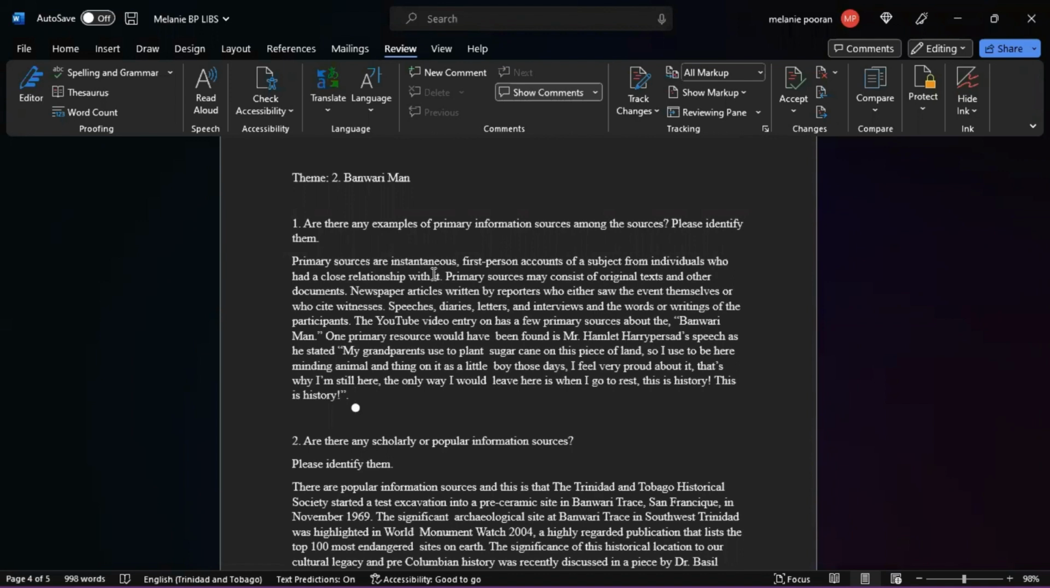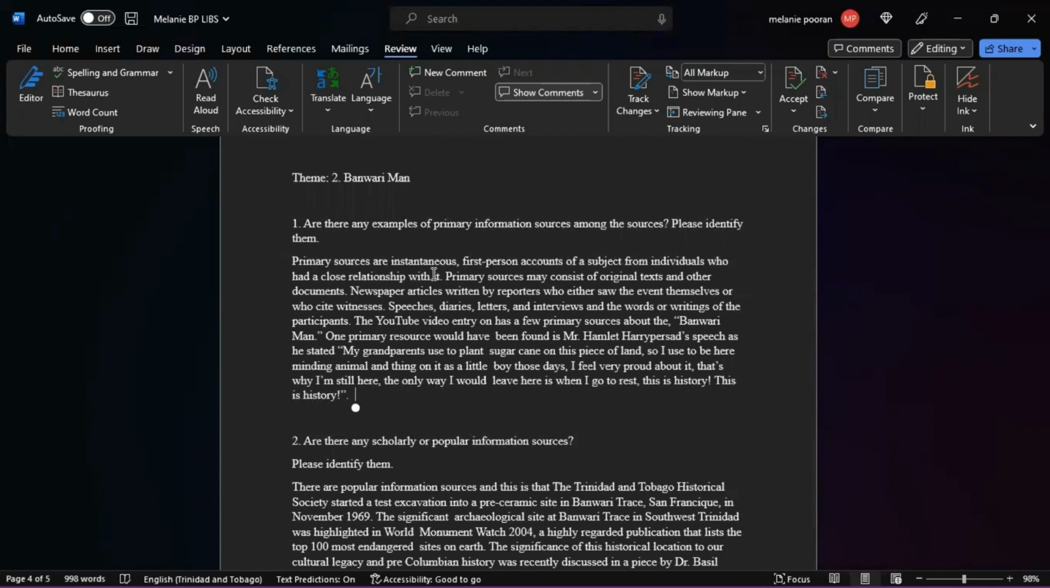Jermaine, are there any examples of primary information sources among the sources? If so, can you please identify them? Primary sources are instantaneous, first-person accounts of a subject from individuals who had a close-up relationship with it. Primary sources may consist of original text and other documents. For example, newspaper articles written by reporters who either saw the event themselves or who cite witnesses. Speeches, diaries, letters, interviews, and words or writings of the participants are also primary sources.